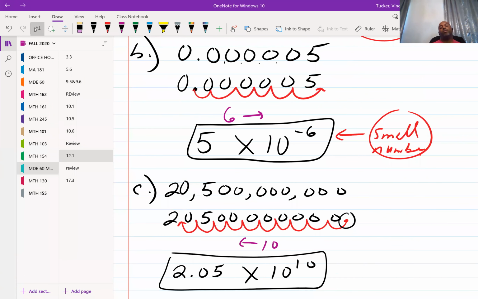All right. So here we do the same thing. We have 2500, and how many zeros? 1, 2, 3, 4, 5, 6, 7, 8. Yep, 8 zeros back there. So find the decimal and then move our decimal however many places to the left in order to create a number that's in between 1 and 10. Notice I put the decimal right here. So that gives me 2.05. And that means I move my decimal 10 places to the left.